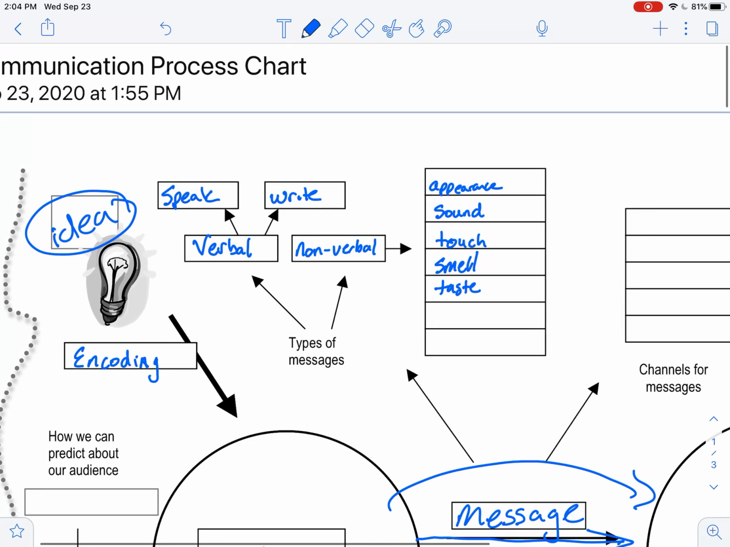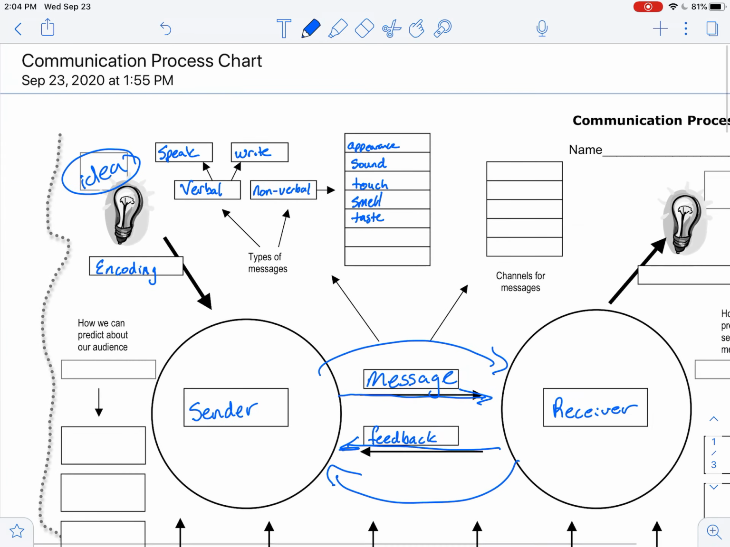And so you encode those things. You choose what kind of verbals and nonverbals am I going to use? What am I going to look like? How is it going to sound? And then you send it, okay?